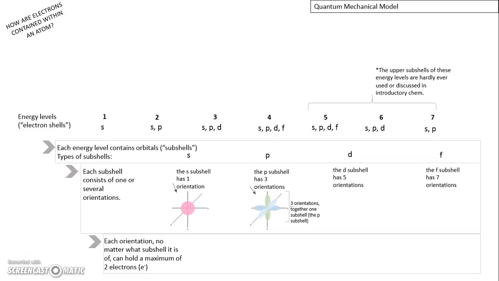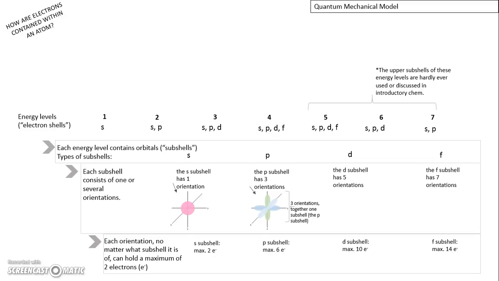So the s subshell has 1 orientation, so it can hold 2 electrons maximum. The p subshell has 3 orientations, so it can hold a maximum of 3 times 2, 6 electrons. The d subshell, with its 5 orientations, can hold a maximum of 5 times 2, 10 electrons. The f subshell has 7 orientations, so it can hold a maximum of 14 electrons, because 7 times 2 is 14.